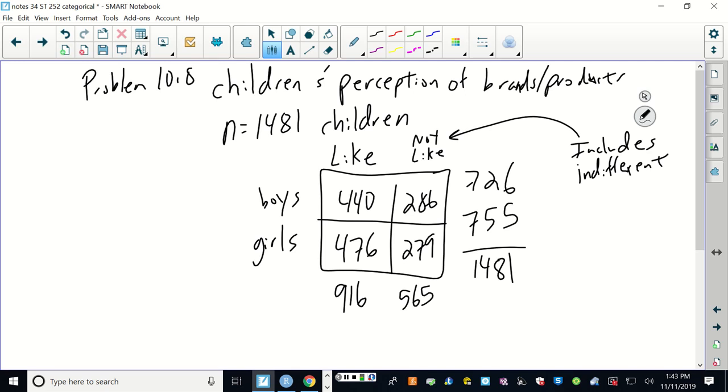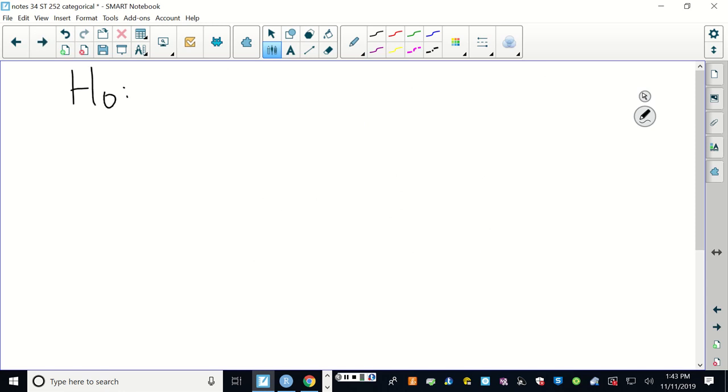And so we're going to have hypotheses. Our hypotheses are going to be that the variables are independent of one another.